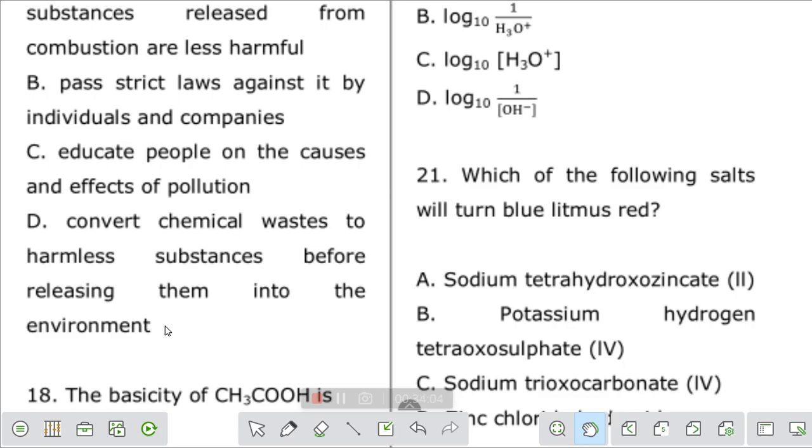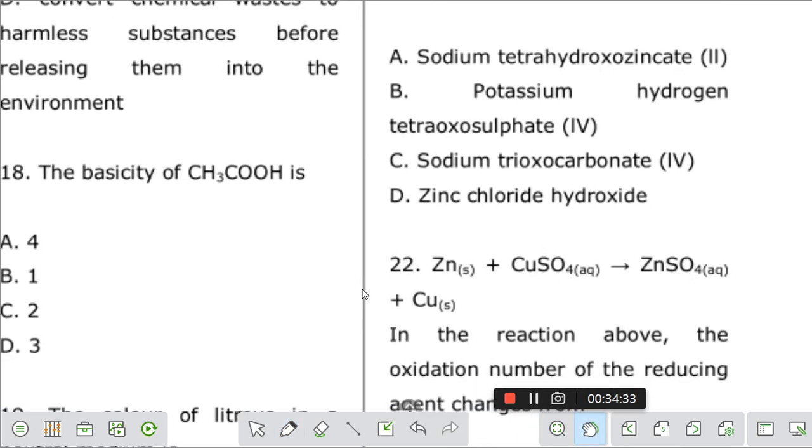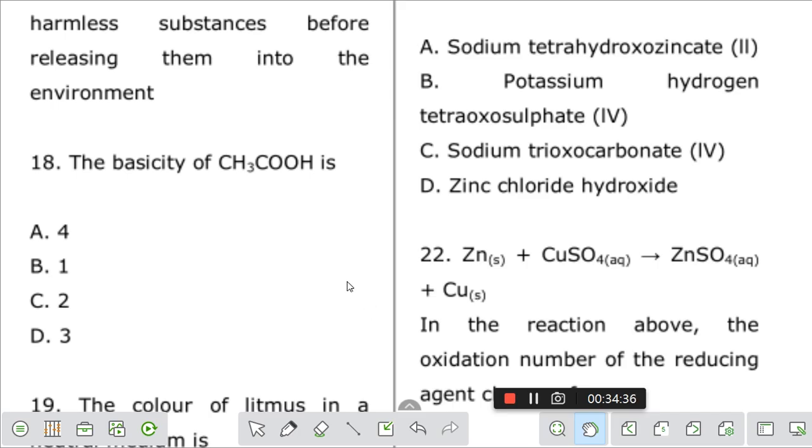What will be the answer? So the answer is you educate people on the causes and effects of pollution. But this question is based on what you think is right according to your own perspective. Some people can say let's convert it to harmless substances. Some people can say we pass strict law against it. So it depends.